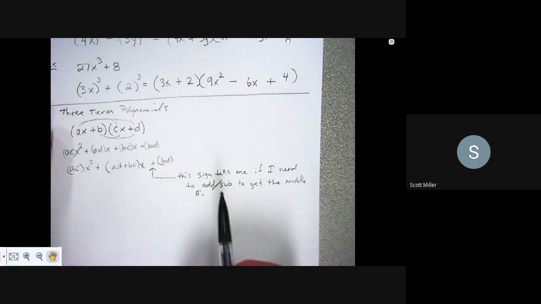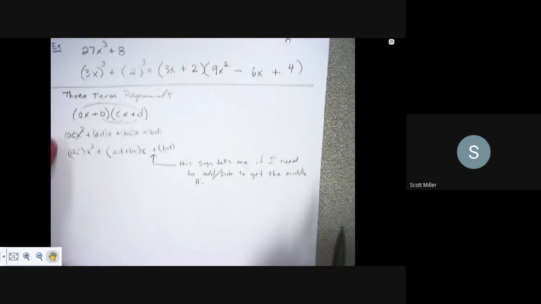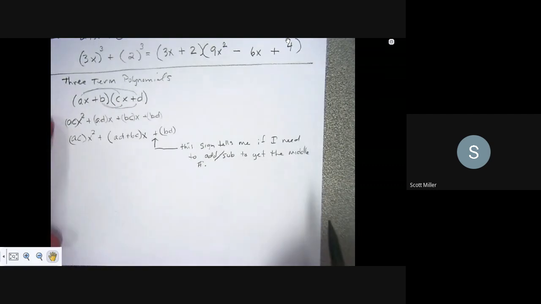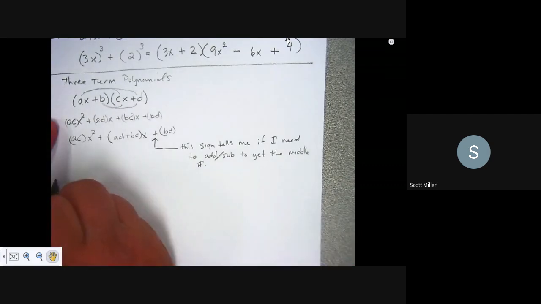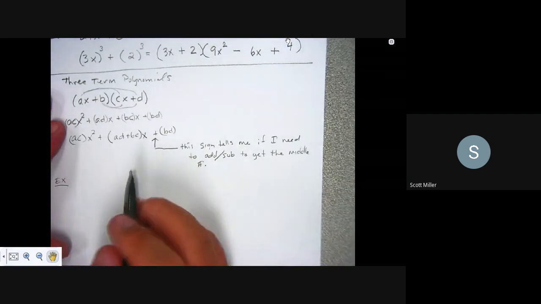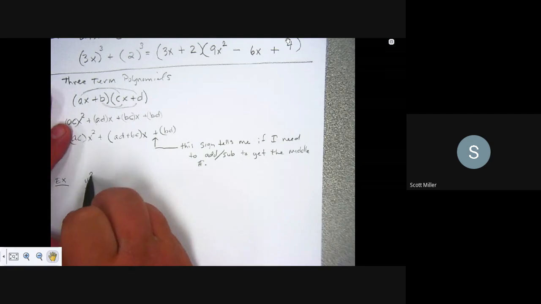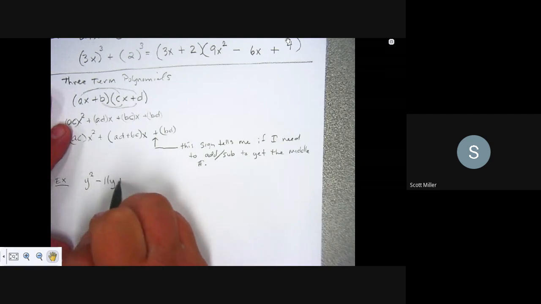Okay, you'll see how it works when we actually do a couple of examples, which I'm going to do for you, one of them right now. So here's an example. I'll do an easy one for us right now. Let's do y squared minus 11y plus 30.